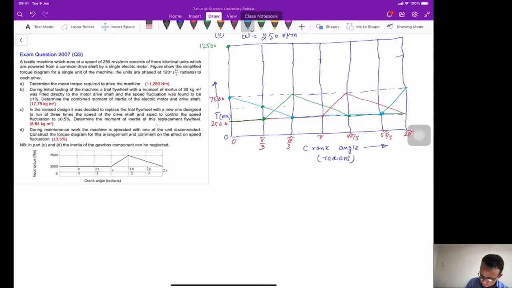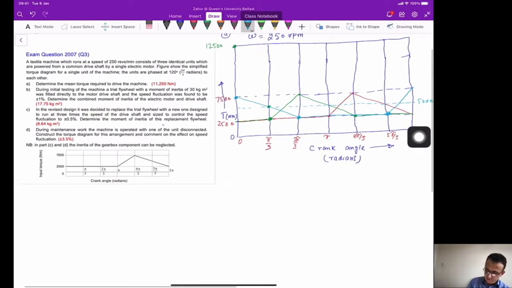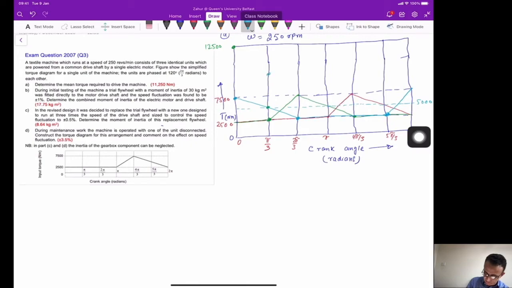So if you just draw another line here, so this one is 5,000 here. If you look at this line, at this line you have two torques, which is 2500, and one torque which is 5,000. So 5,000 plus 5,000 will become 10,000. So this means that we should have a point here which should be 10,000. So you can draw another line of 10,000 here.